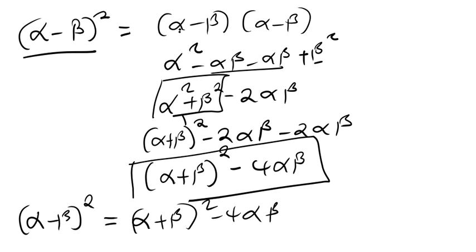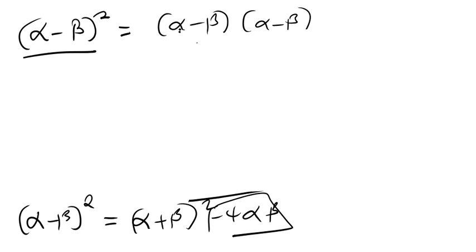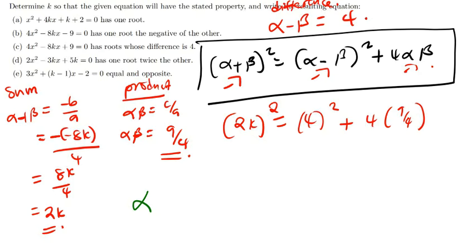So what I have done is I have shifted this guy to go to the other side. This is where this identity is coming from. It's a combination of the difference, the sum, and the product. So I've shifted negative 4 alpha beta to go to the other side. So now that becomes alpha plus beta to the power 2 plus 4 alpha beta is equal to alpha plus beta raised to the power 2. This is exactly what I've given you here. So we already have alpha minus beta, which is 4. Alpha plus beta we already have. Then alpha times beta we also have.